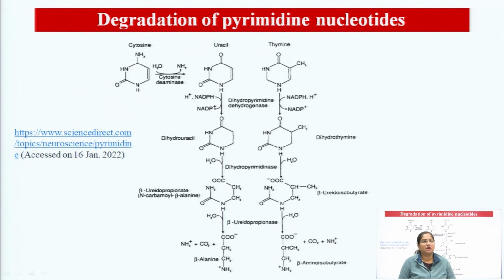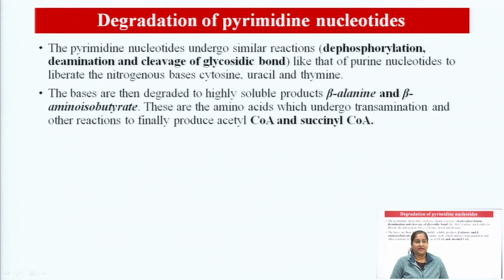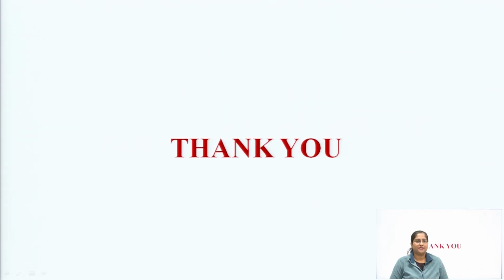You can see through the line diagram here that the last products, that is beta alanine and beta amino isobutyrate, are produced as the degraded products, and lately they will be converted into acetyl coenzyme A and succinyl coenzyme A.